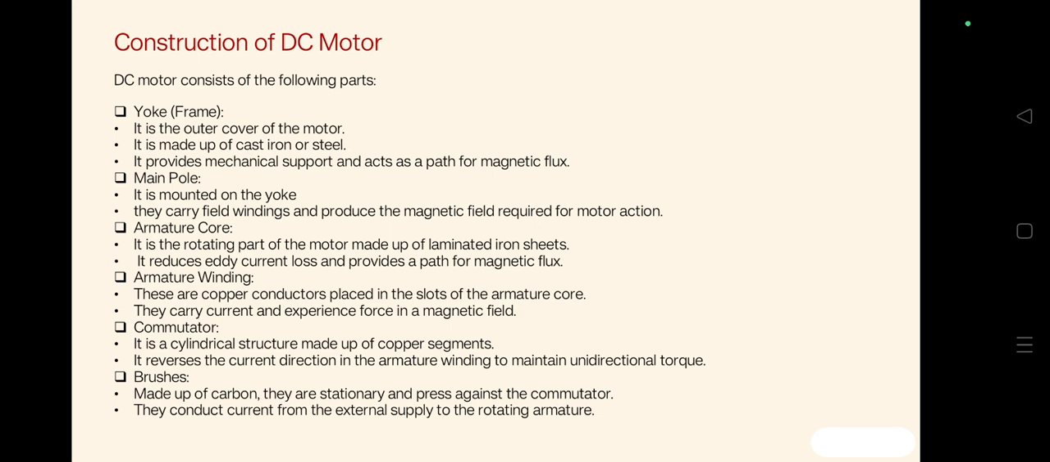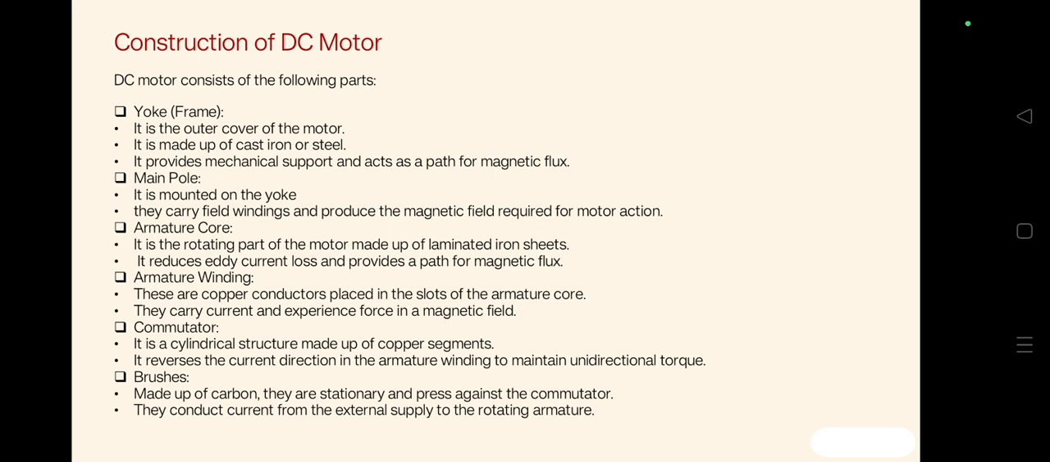Yoke. The yoke is the outer covering of the DC motor. It is usually made of cast iron or steel. The main functions of the yoke are that it provides mechanical support to the motor. It acts as a path for magnetic flux. So the yoke protects the inner parts and helps in magnetic flux.